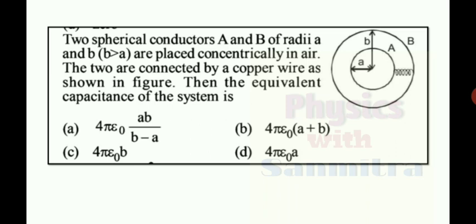Two spherical conductors A and B of radii a and b are placed concentrically in air. These two are connected by a copper wire as shown. Then the equivalent capacitance of the system is.